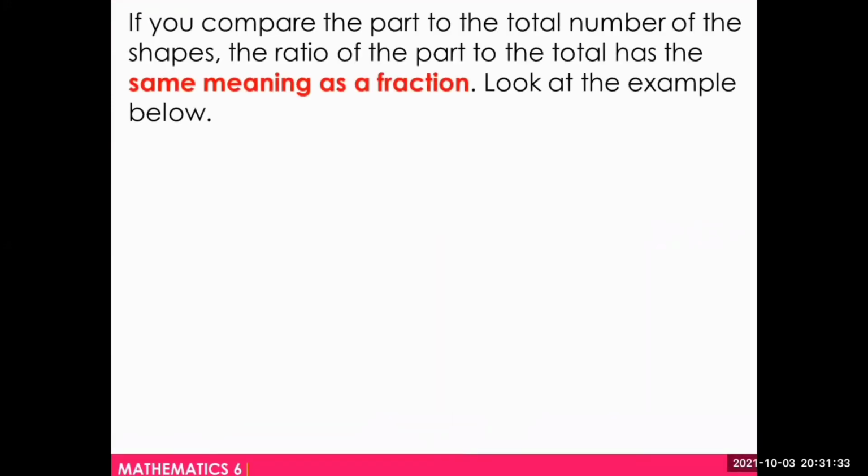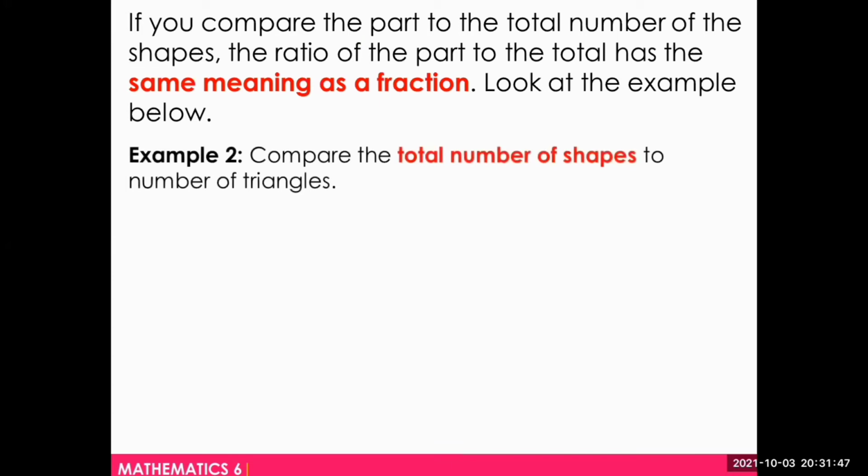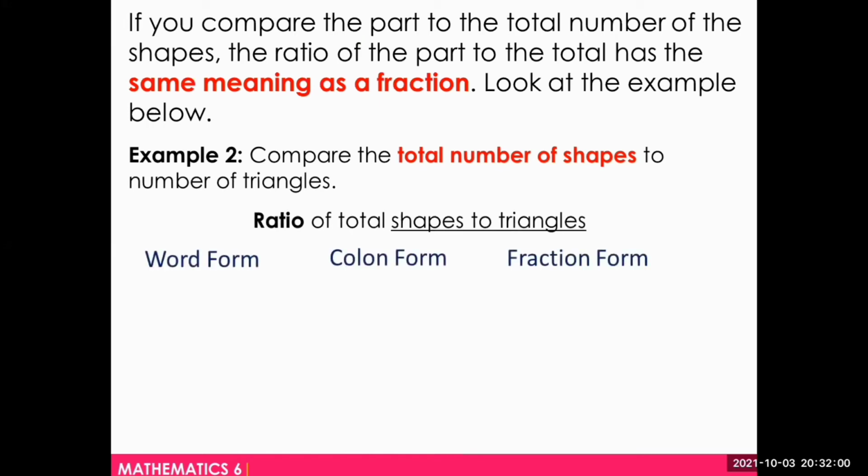If you compare the part to the total number of the shapes, the ratio of the part to the total has the same meaning as a fraction. Look at the example below. Example 2. Compare the total number of shapes to the number of triangles. Ratio of total shapes to triangles. Word form, colon form, and fraction form. 18 is to 6. 18 ang total number of shapes at 6 naman ang bilang ng triangle.